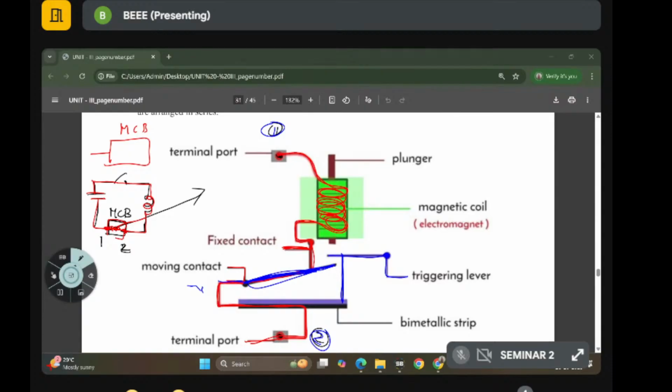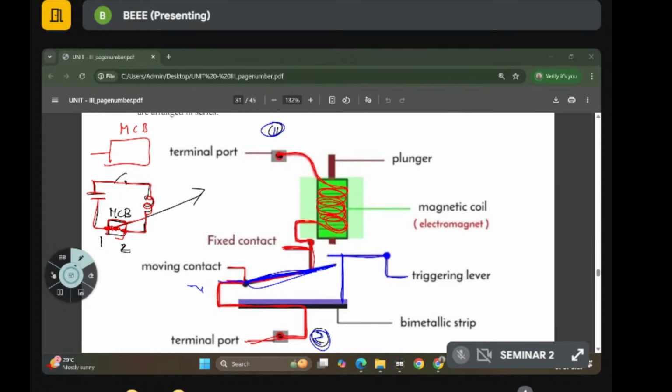Whenever abnormal condition occurs, what happens? The current through the circuit increases. You may write this sentence, okay? Whenever abnormal condition occurs, current through the circuit increases or rises. You may write increase or rises. Here, current through the circuit means this is the current, this is the terminal. Same current will flow. So the current through the circuit increases now. Rises. So whenever the current is increasing, what happens?